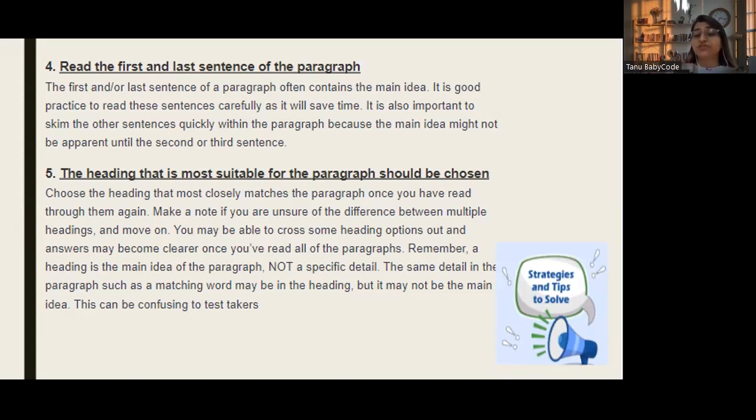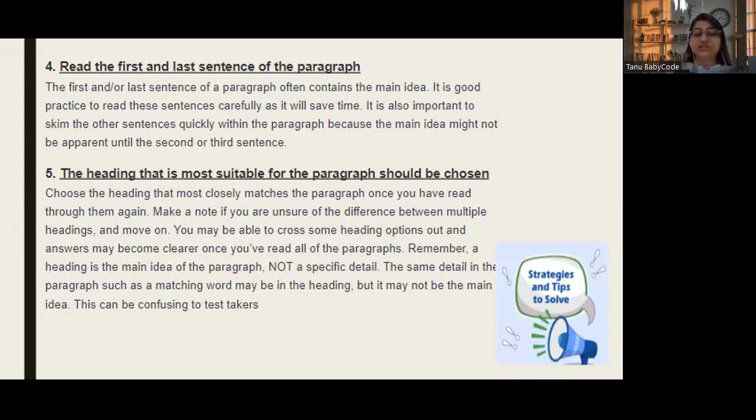If you are unsure of the difference between multiple headings, move on. You may be able to cross some heading options out, and the answer may become clear once you have read all the paragraphs. Remember, a heading is the main idea of the paragraph, not a specific detail.